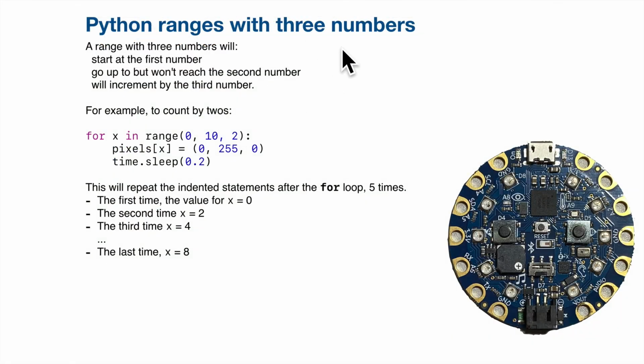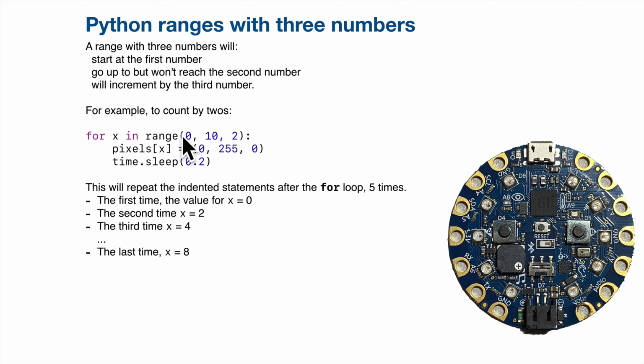Good work. Hey, is it possible to have a range that would start at a value but skip values? Absolutely. That's what a 3-number range is. The first number is the value you start at. The second one you go up to but you never reach. And the third one is a step. That's the number that you increment by.